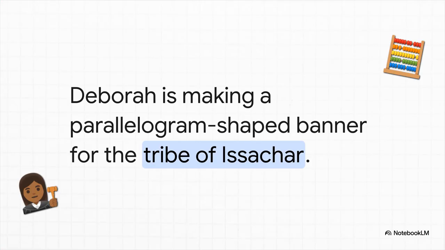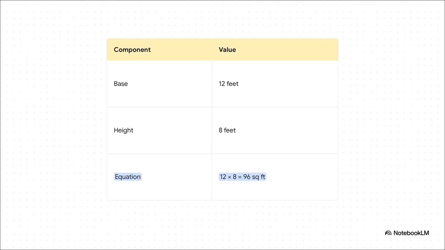Okay, so our first task is a creative one. We're asked to imagine Deborah creating a banner shaped like a parallelogram for one of the tribes of Israel, and we're given the exact dimensions she has to work with. And this just illustrates the application perfectly. You've got a base of 12 feet and a height of 8 feet. You plug those right into our formula, base times height, and there you have it, a total area of 96 square feet. It's simple, clear, and totally practical.